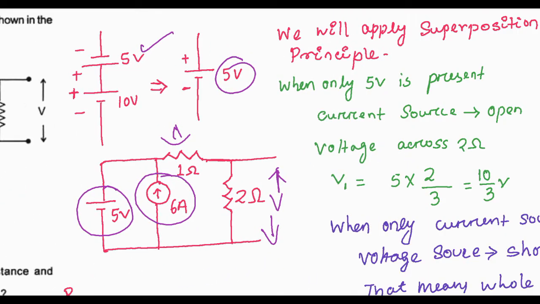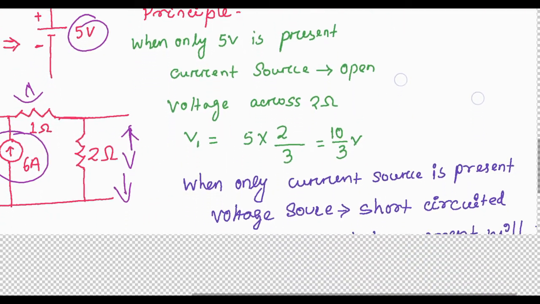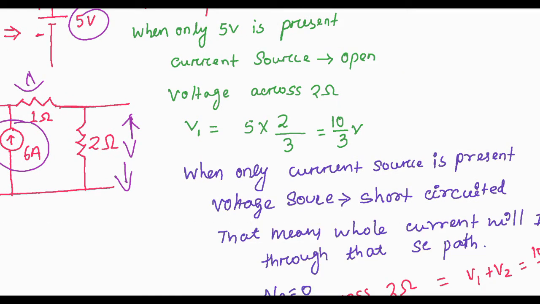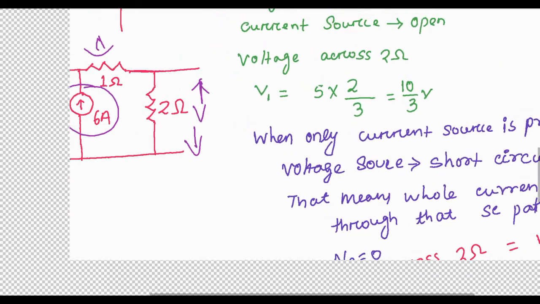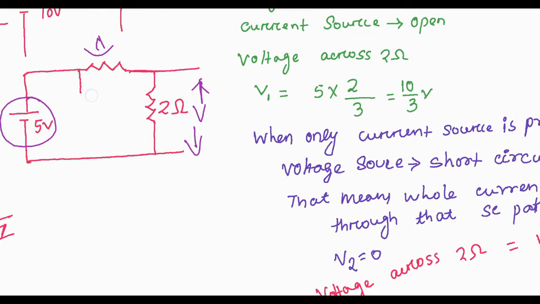So now we will apply the superposition principle when only the 5 volt voltage source is present and the current source will be open circuited, because if we set the current source to be 0, it will be open circuited. So the voltage across the 2 ohm, V1, will be equal to 5 into 2 by 3. Here I am applying the voltage division formula, and we are getting 10 by 3 volt.